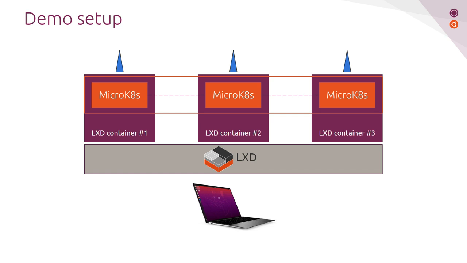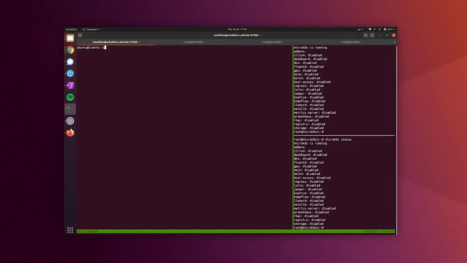I'm using LXD as a quick way to spin up machines. Each LXD container runs a single MicroK8s instance. I will be logging into every machine and interacting with MicroK8s, clustering the three instances together, and deploying a few demo containers on top. So let's get started with our demo.